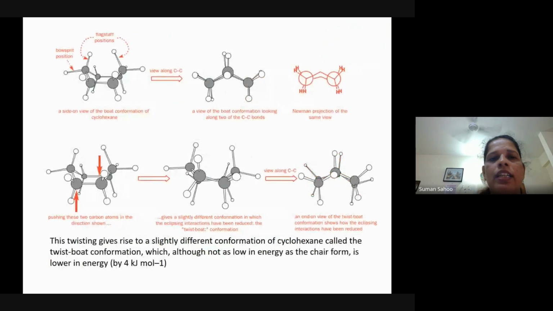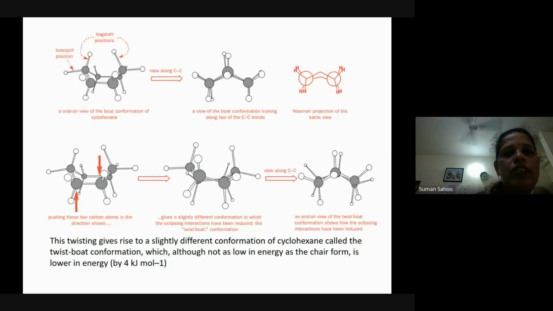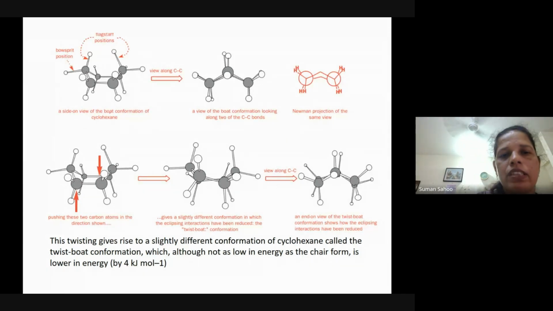But you can have different conformers or conformations of cyclohexane. One is your boat conformation. In the boat conformation, this is in the form of a boat, and you have two hydrogens here where there is hindrance, so they are not very stable. And you can have a twist boat conformation, where this eclipsed interaction is more in the case of the boat conformation.